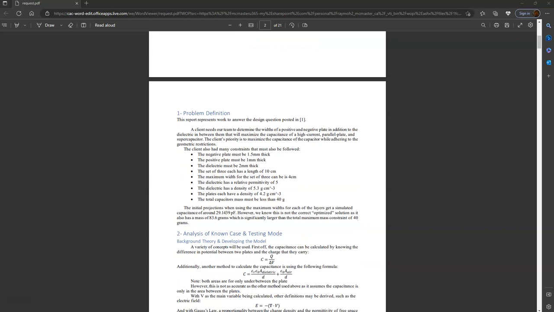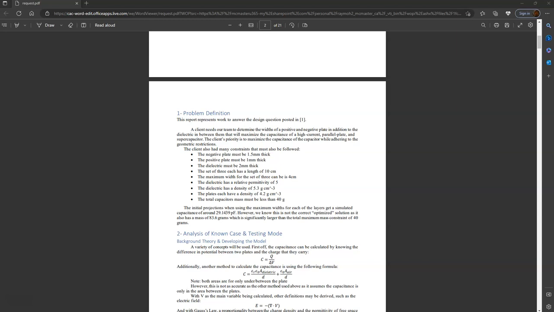Firstly, we have to go into the problem definition. Our job was to determine the widths of a positive plate, a negative plate, and a dielectric to maximize the capacitance of a high current parallel plate supercapacitor. The values we were given were the negative plate, positive plate, and dielectric's thickness that it must be, the length of them all, the maximum width that they could be, the dielectric's relative permittivity and density, the plate's density, and then the total mass they must be less than.